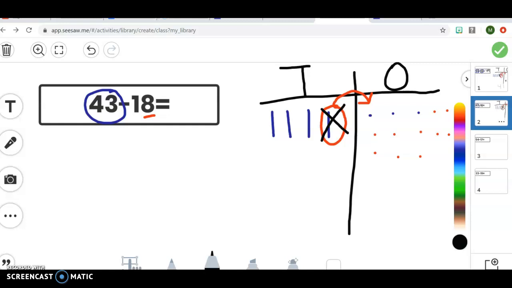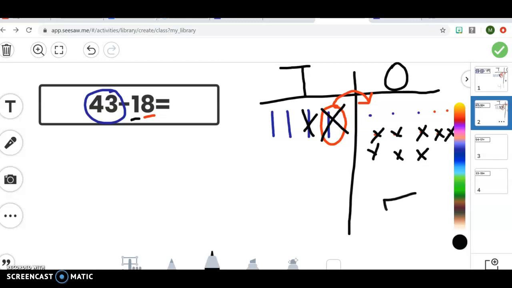Ready? Cross out with me. 1, 2, 3, 4, 5, 6, 7, 8. Okay? Now look back at that 18. How many tens are in 18? 1. So we need to take 1 ten away. Cross out 1 more 10. And now you can count up your quick picture to find the difference of 43 and 18. And I'll let you do that. Count up the ones that are left.